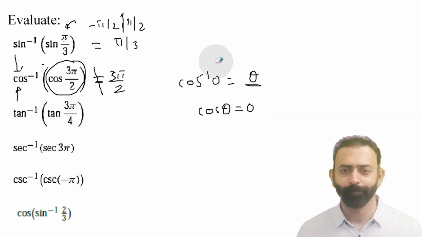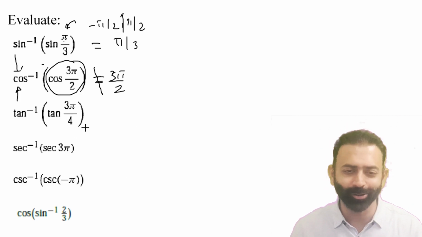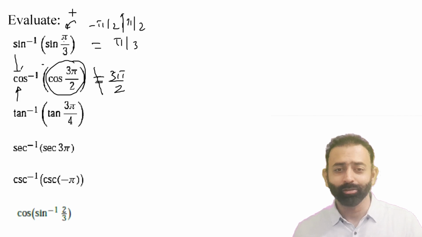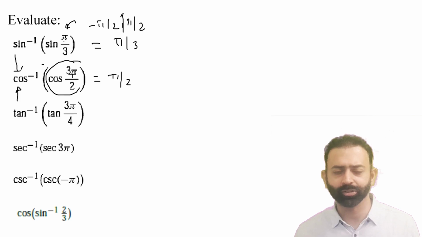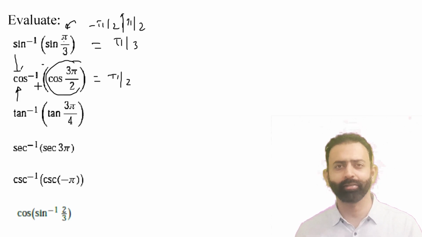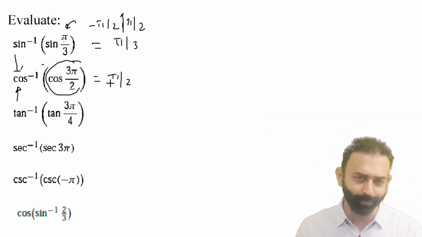Okay, I hope it's clear now. I am repeating this once again, and you will get more questions, so I will repeat that concept again and again. So the answer is not 3π/2, the answer is, not 0, sorry, the answer is π/2. cos 3π/2 is 0, and cos inverse 0 I will write not as 3π/2 but as π/2, because π/2 is lying between 0 and π.